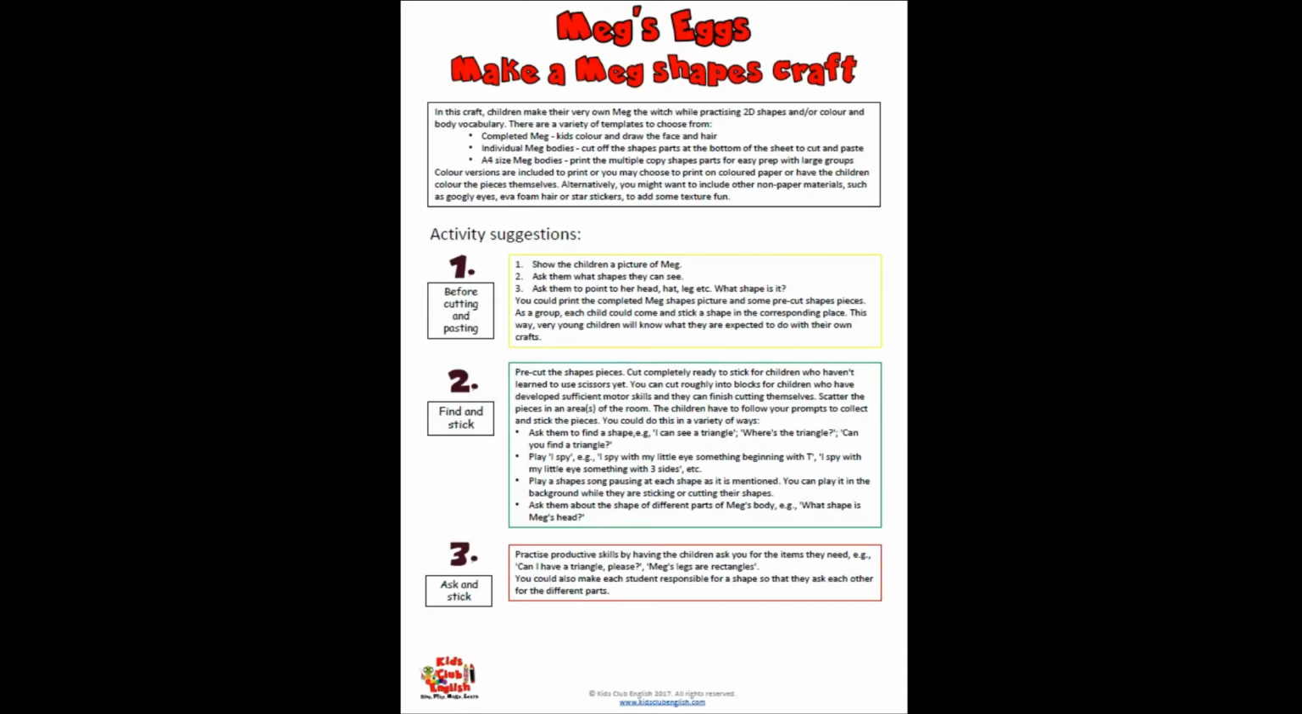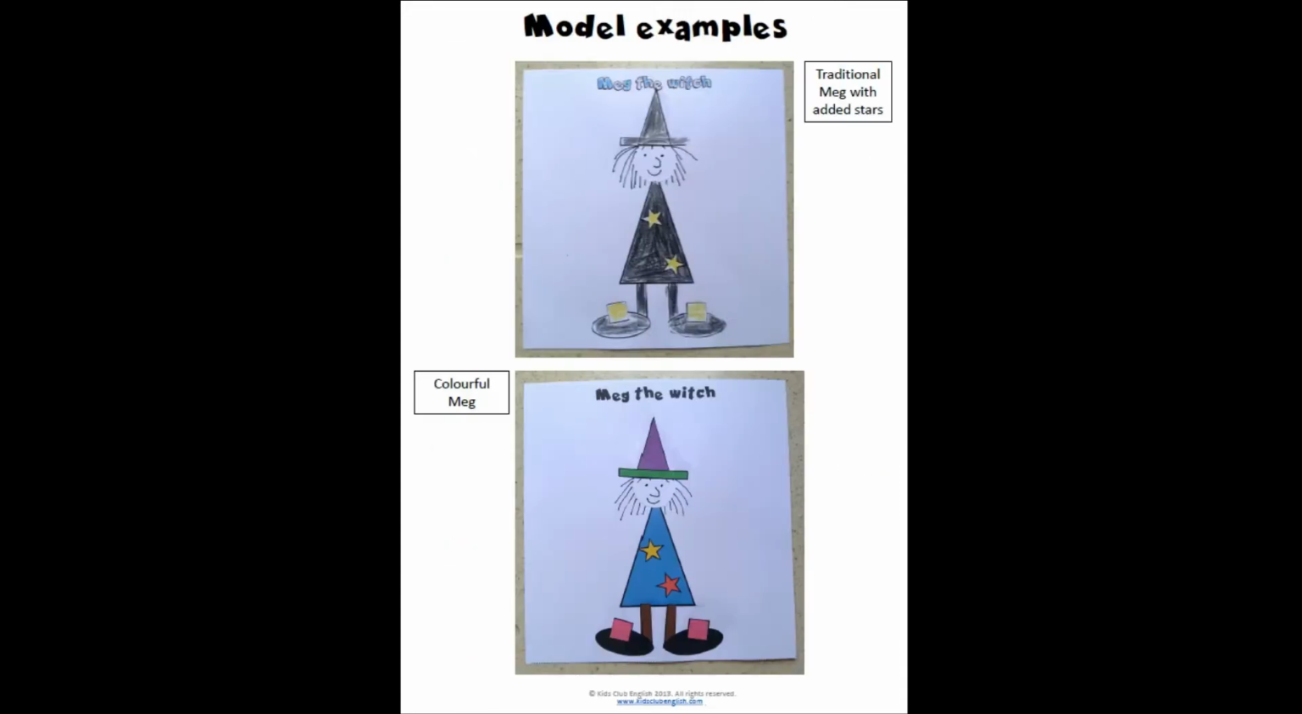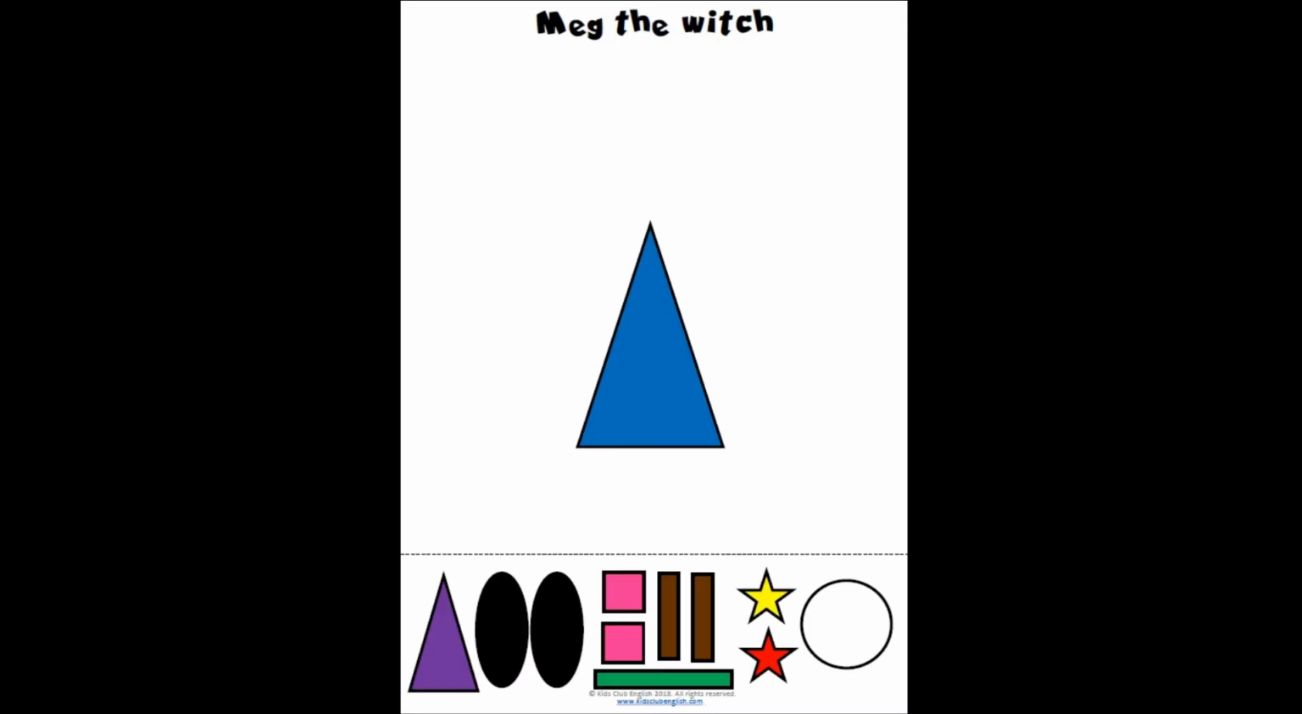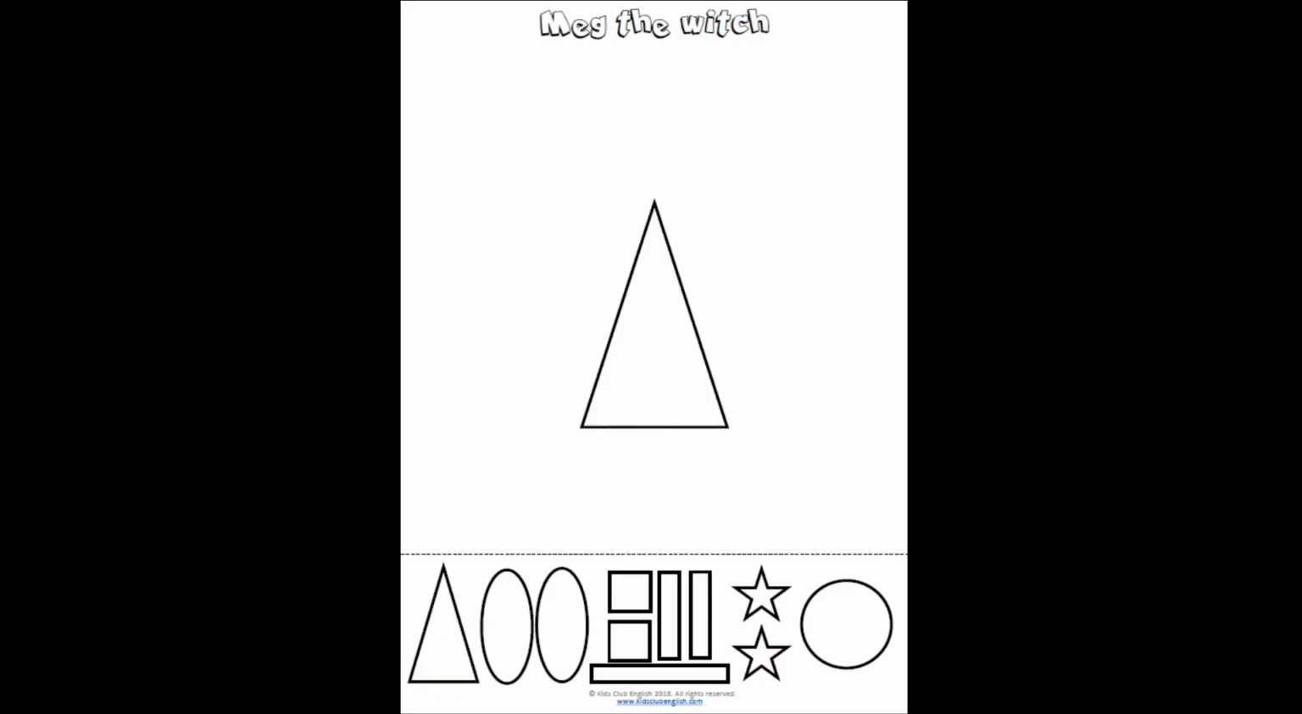Okay, then make a Meg Shapes craft, so they make a picture of Meg but using shapes, so good practice on shapes. So there's a colouring sheet there, and then these cut and paste shape activities to make the Meg.